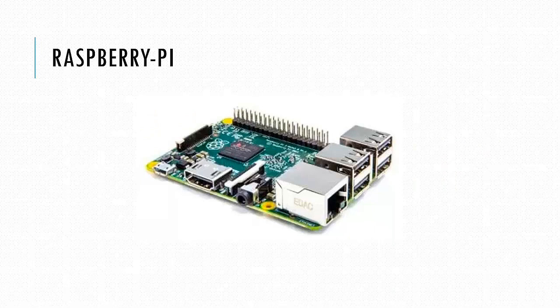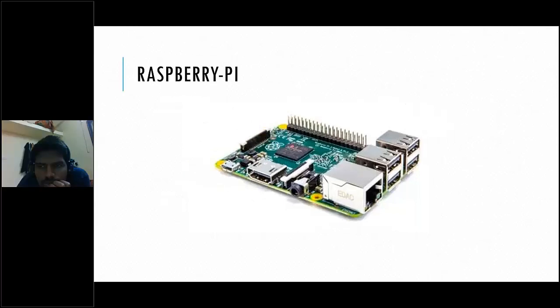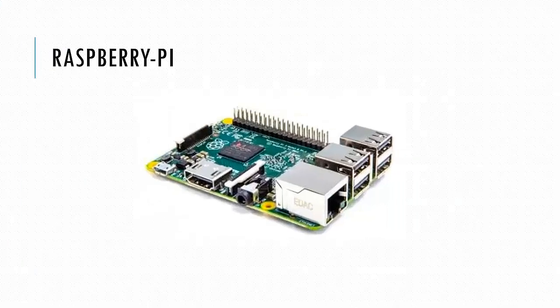It has 1 GB RAM, an ARM processor, and a Linux operating system; we can install Linux and Windows also. On the back side of it, there is one memory card slot. So this is a complete credit card size computer, and nowadays it is very famous for designing prototypes in the IoT sector.